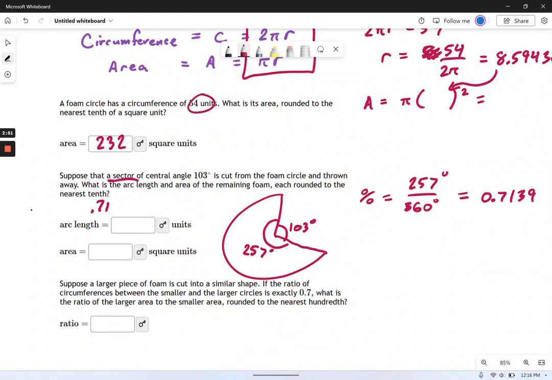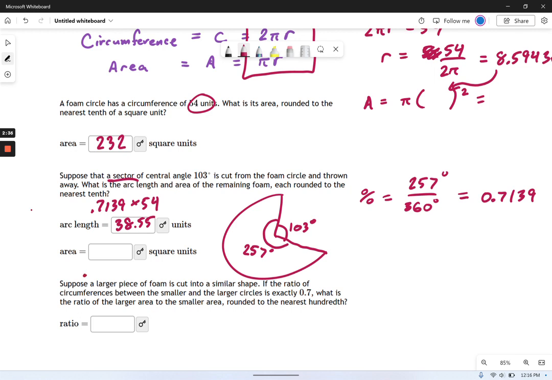So I'm going to take that and I'm going to multiply that by the circumference of 54. So 0.7139 times 54 gives me an arc length of 38.55. If you're following along and you're getting the same numbers as I am, great. You know what you're doing.